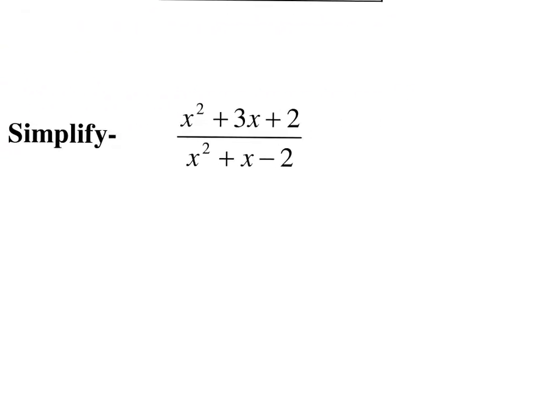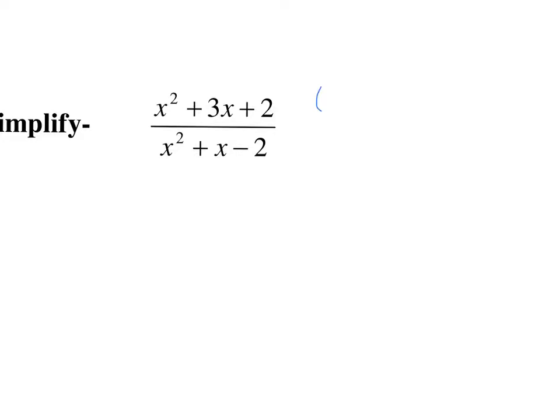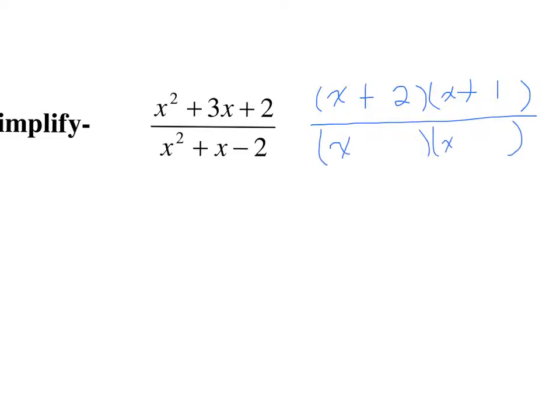On number 2, we have trinomials. So we're going to use our trinomial factoring. So x squared is x times x. We've got plus signs, factors of 2 that add to make 3. In the denominator, x times x, we have a plus sign and a minus sign. So factors of 2 that subtract to make 1. And now which factors will reduce? X plus 2 and x plus 2 are identical. We're left with x plus 1 over x minus 1.